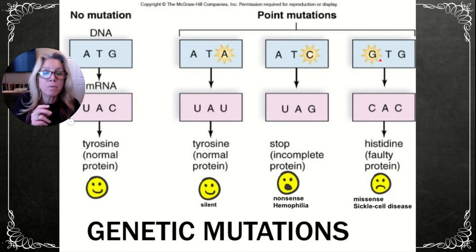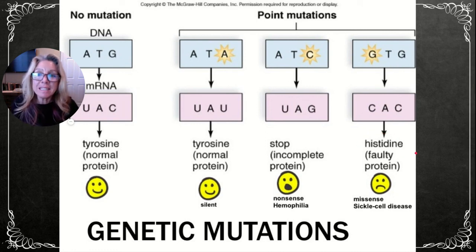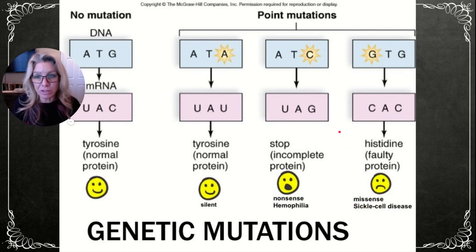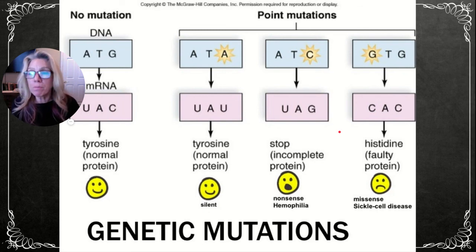And this last point mutation that you're going to see here, instead of ATG, it's GTG, which codes for CAC, and when we look that up, that codes for histidine. And histidine has a different charge on the amino acid, which causes the folding pattern to be off. So then you have a faulty protein, and that's called a missense mutation, and you see that in sickle cell disease. All right, so that is a point mutation. It involves a substitution of one nucleotide for another, and the results are variable.